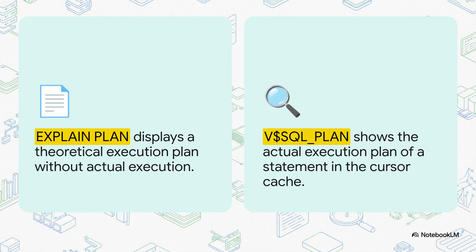To grab that plan, we've basically got 2 primary methods. The explain plan command is our standard go-to. It shows you the theoretical plan without actually executing the query. But $SQL plan is honestly the preferred route for deep diagnostics. It looks right into the cursor cache to show you the genuine actual execution plan that the database just used. Because let's face it, when performance is on the line, we need to know what actually happened, not just what the database thought might happen.